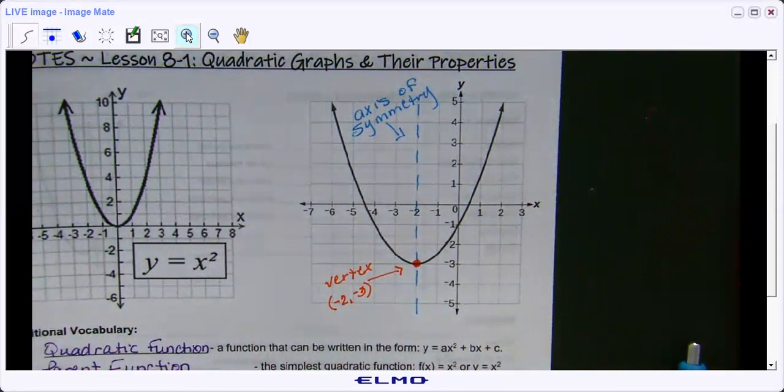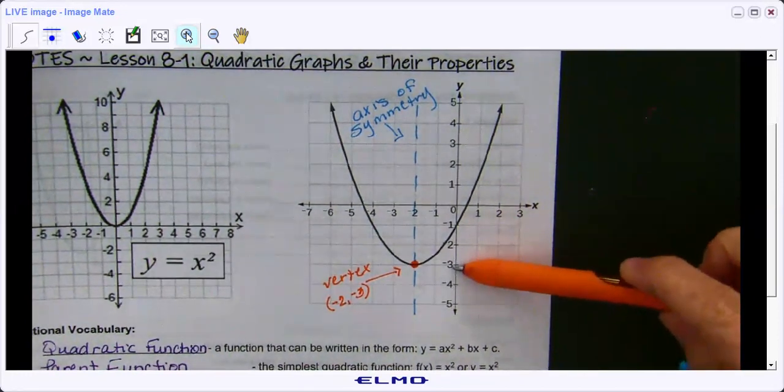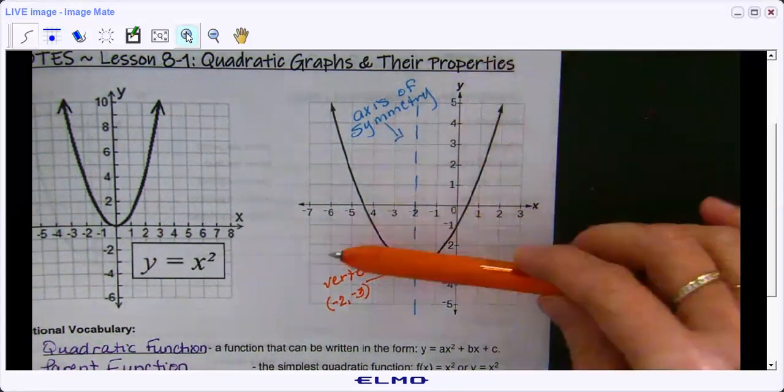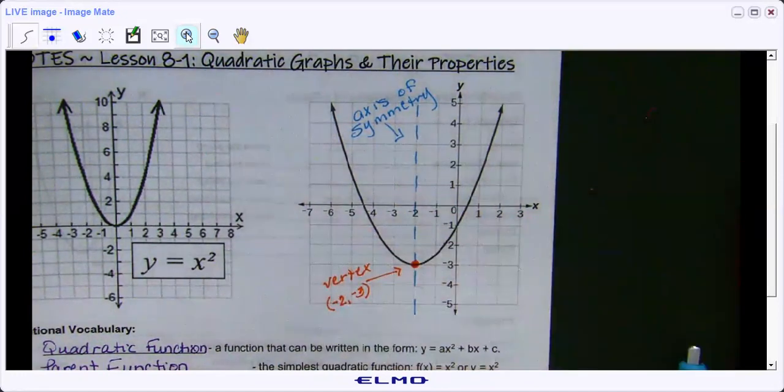And it is your lowest y value. But if you notice, if you look at your y, it starts at -3, but then it goes up infinitely, right? You will not have anything below -3 in this parabola. Okay. All right.